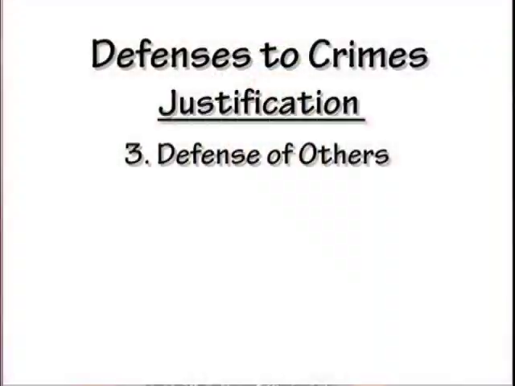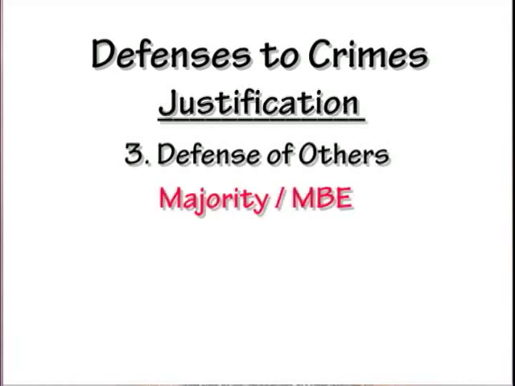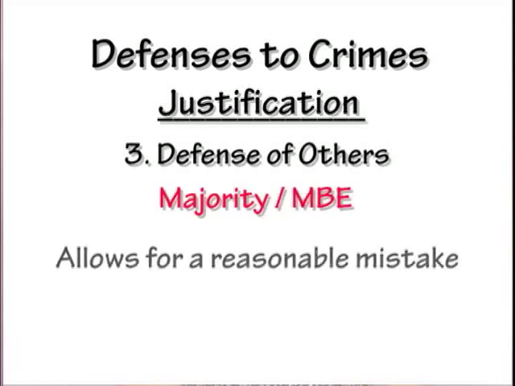The minority rule says you step into the shoes of the person you are defending. Therefore, in that particular circumstance, you would not be justified in going after the police officer. However, the majority and the MBE says that you are allowed a reasonable mistake. Again, for defense of others, you are allowed a reasonable mistake.